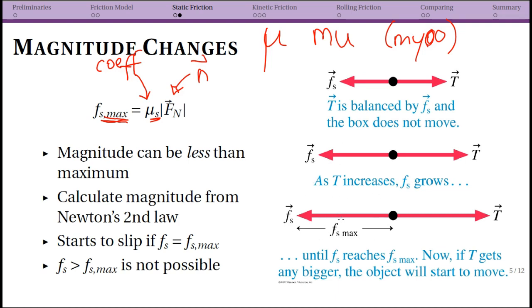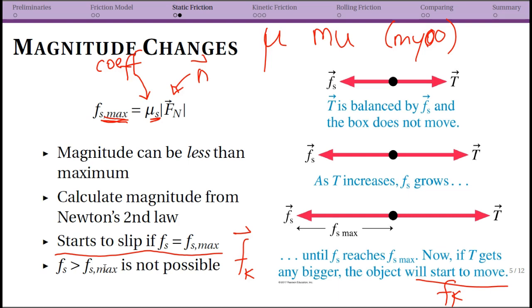So what the maximum value represents is the most static friction you can have. It's not possible to have more. That's by definition. So what that means is it starts to slip if your frictional force is equal to your maximum frictional force, and then you have kinetic friction appearing. So that's what happens. If it's starting to move, you have kinetic friction. Otherwise, you have static friction and it balances the forces.